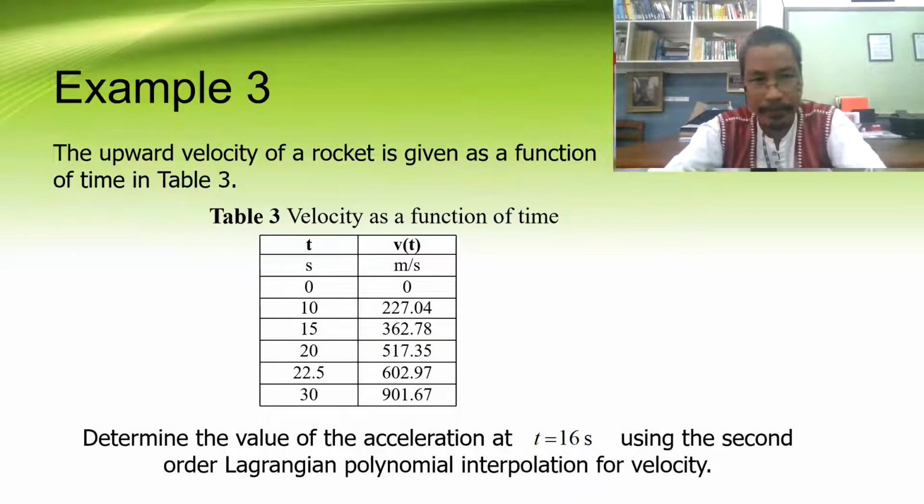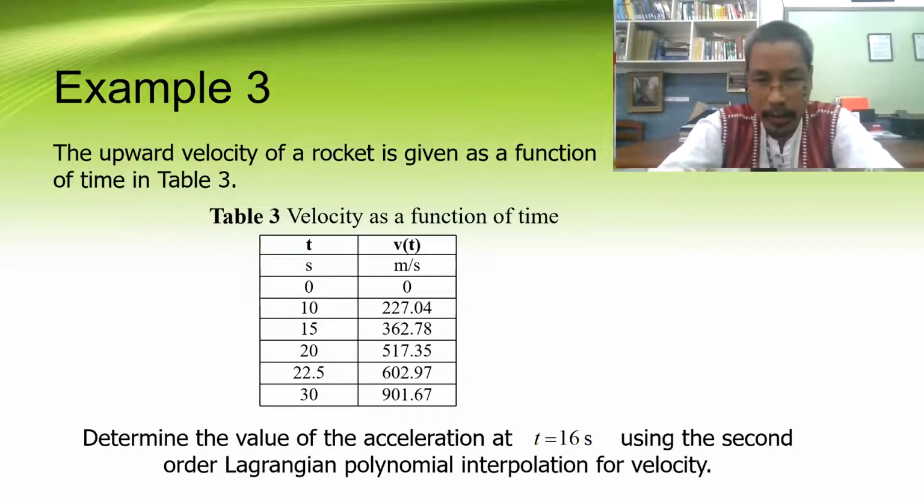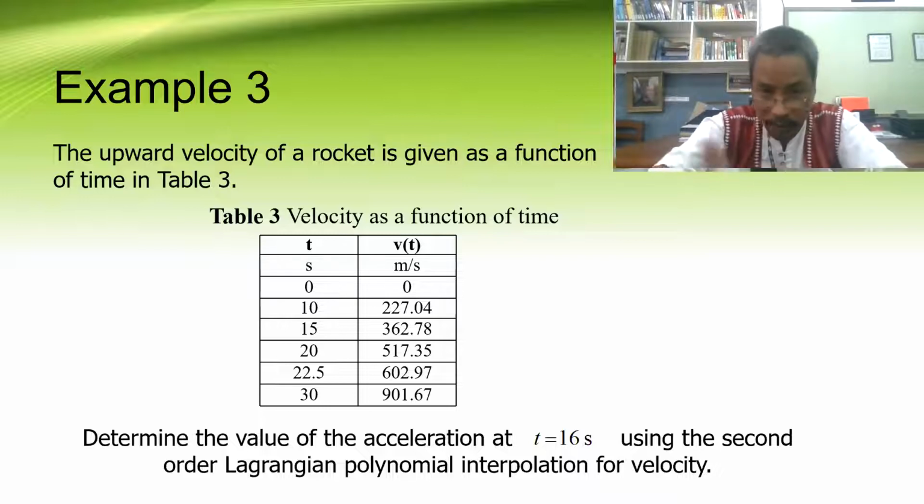Clear? Are we clear? So let's have an example. Example number 3 for our third method. The upward velocity of a rocket is given as a function of time in table 3. Table 3 is actually equal to table 1 and table 2 of the previous example. Determine the value of acceleration at time 16 seconds using the second order, second order meaning second derivative. We need the second derivative, using the second order Lagrangian polynomial interpolation.